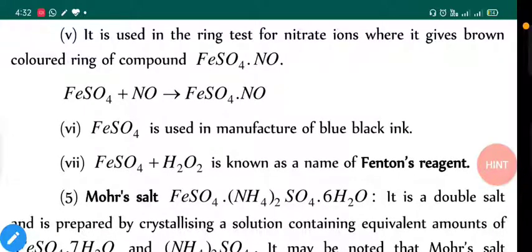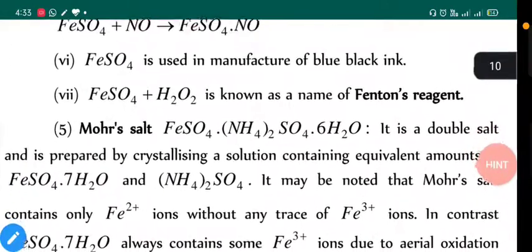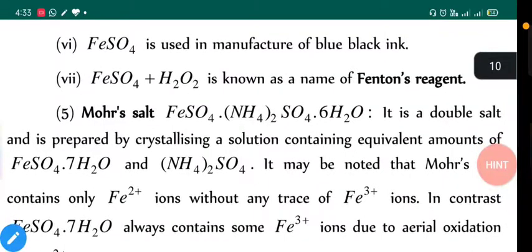And similarly, suppose we are doing organic qualitative analysis, that means you will be provided with an unknown organic compound, and let's say it contains an NO2- compound or negative ion, then we can use it. Again, the same reaction will be used to form the ring test. FeSO4 is used in the manufacturing of blue black ink, and FeSO4 with H2O2 is known as Fenton's reagent.